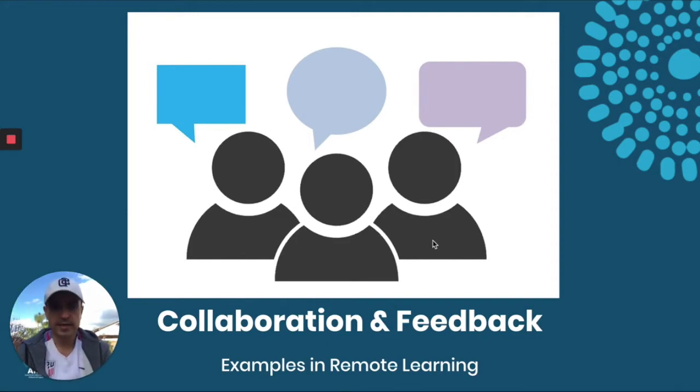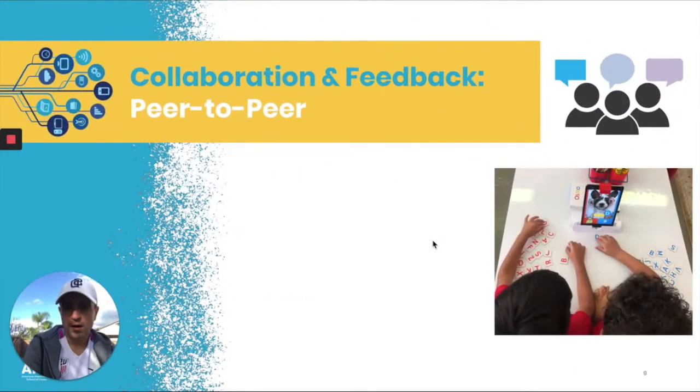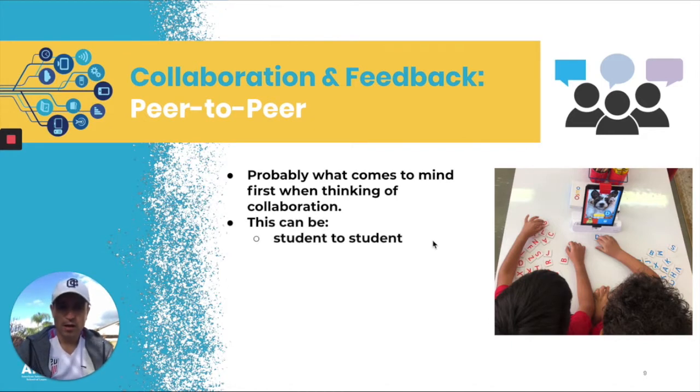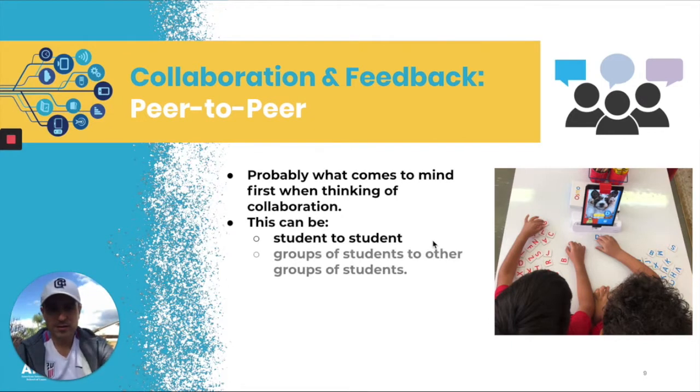All right, so let's take a look at some examples of what I'm talking about, because it's easier said than done. The first one, when you think of collaboration, is probably peer-to-peer. So students working together. Let's talk about some examples. First, it could be student to student, groups of students working with other groups of students, or a group of students looking at one particular student's work.